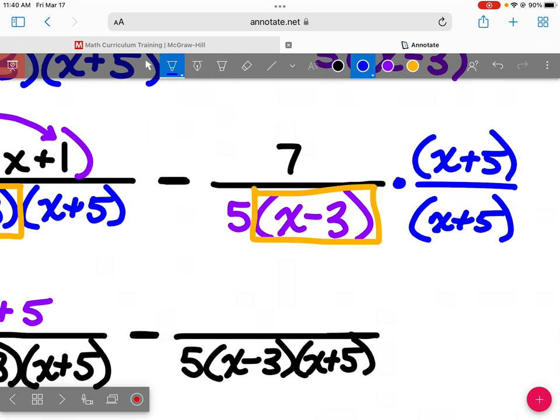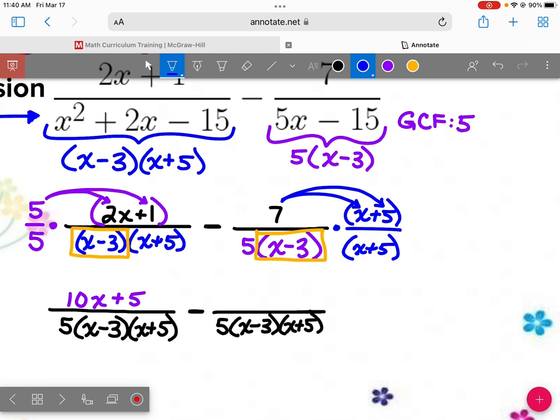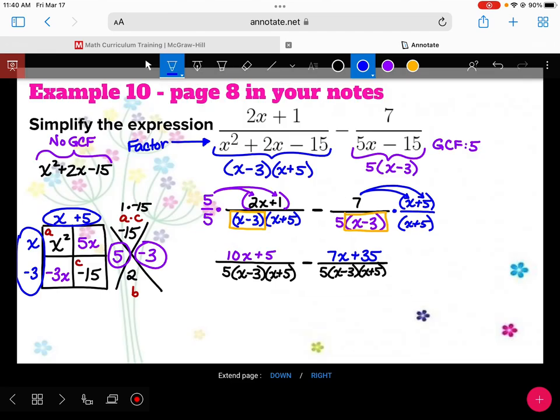And what do I have to do here? Up on the top, yeah. Yep. I have to distribute the 7 to both of these pieces. So 7x plus 35. Do I have a common denominator? Yes. That's going to be the denominator of my final answer.